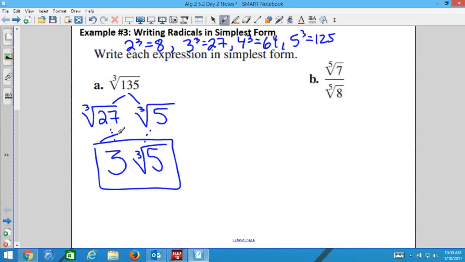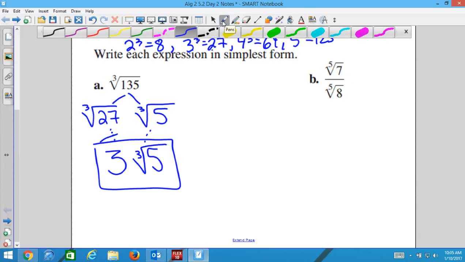So one thing that I could try would be, since both of these are fifth roots, I could try doing the fifth root of 7/8. But I don't even know what to do there, because 7 isn't a perfect fifth power and 8 doesn't have a fifth root that goes into it. 7 over 8 does not reduce. So doing this is not helpful at this moment. But sometimes it is helpful. I'll show you an example where it is helpful.